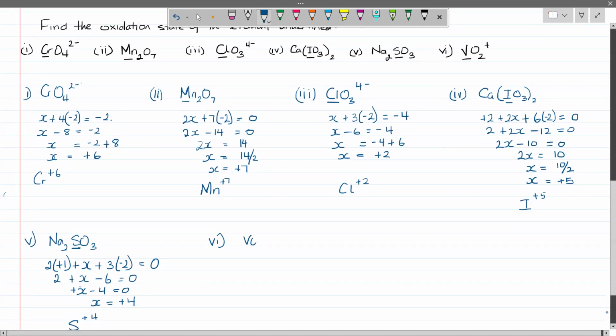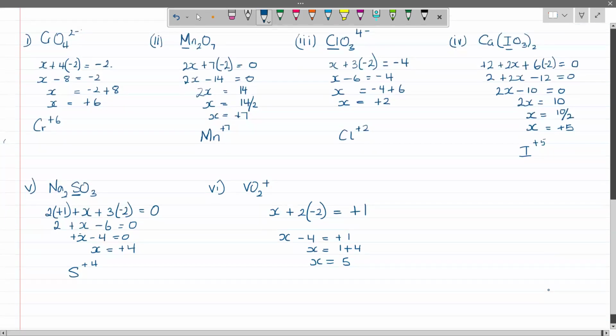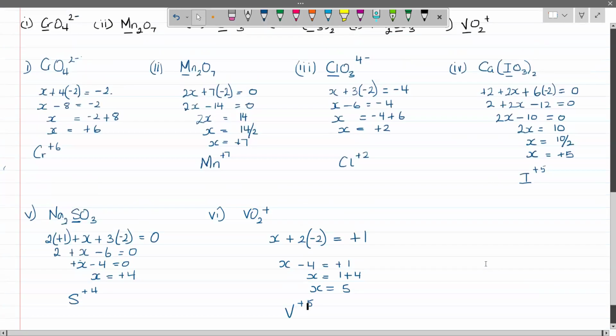This one we have VO2 plus. So V is what we're trying to find for the X. We have 2 O's, so we're going to put 2. We know the oxidation number is -2, and that's equal to overall +1. So -4 plus 1, X is equal to 1 plus 4, X is equal to 5. So my V has a +5 oxidation number. And that's how we do the oxidation numbers.